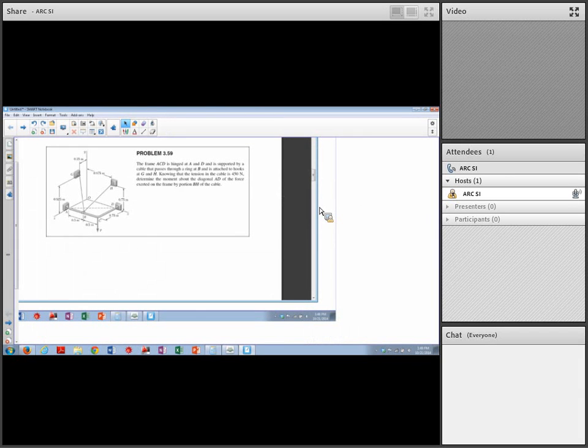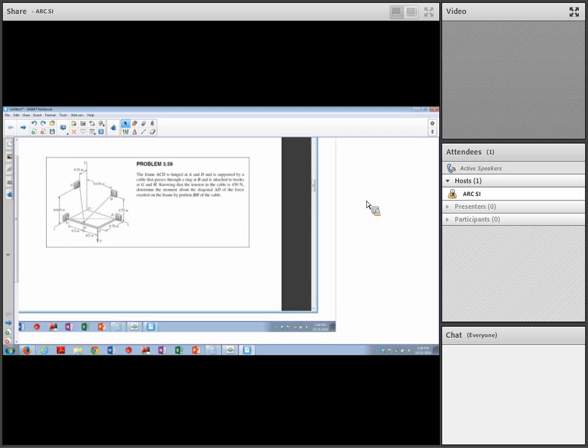It's supported by a cable that passes through a ring. That looks like G and H. Knowing that the tension in the cable is 450 newtons, determine the moment about the diagonal AD of the force exerted on the frame by portion BH of the cable.